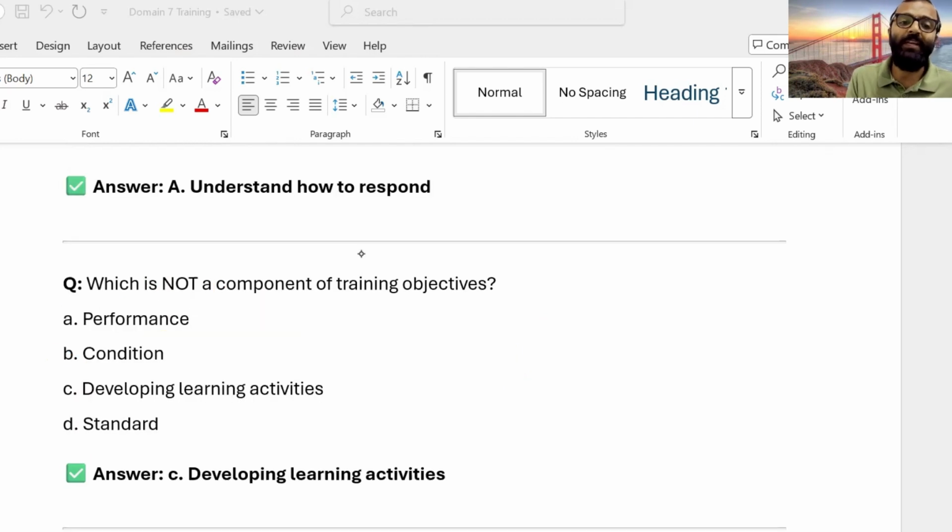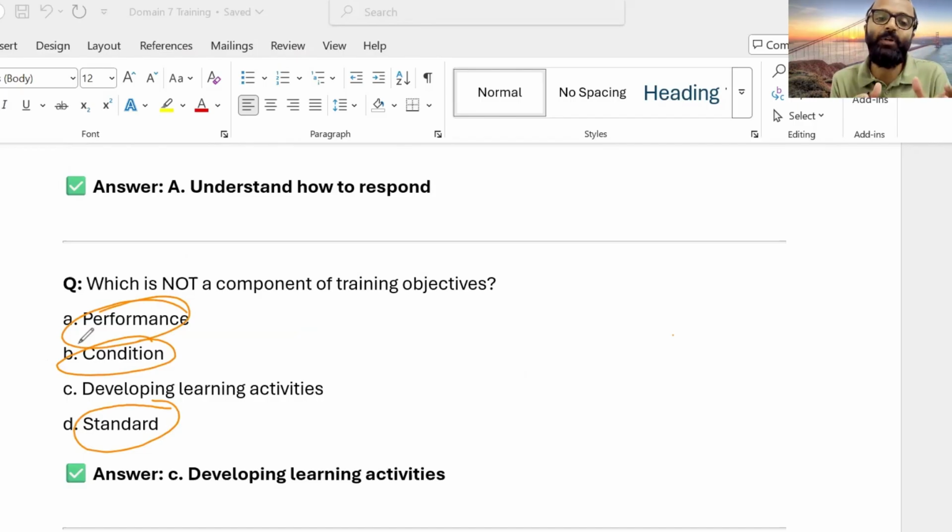See, the objective of the training we already told. Standard, condition, and performance. If you are having a gas monitor, in this condition, with 100% accuracy, you can perform the bump test. So that is the training objective.